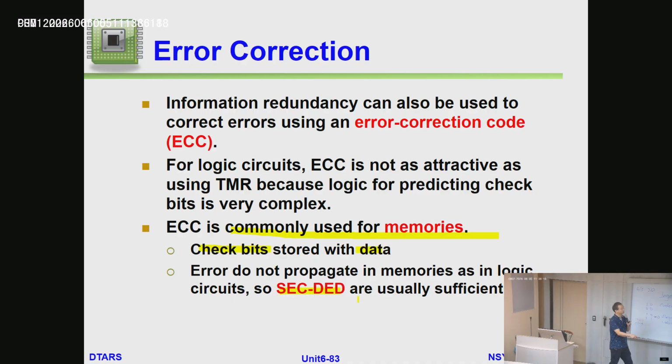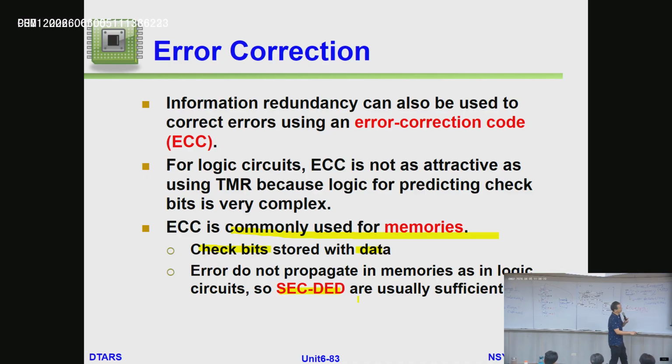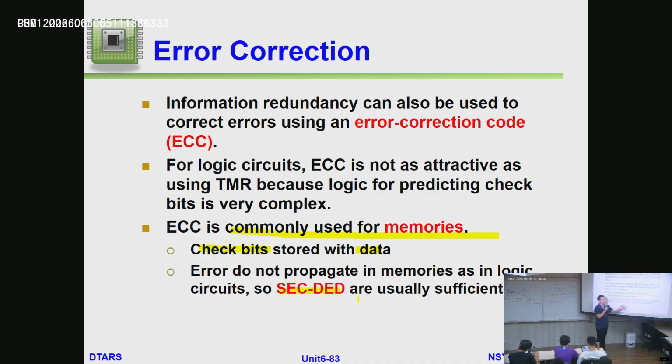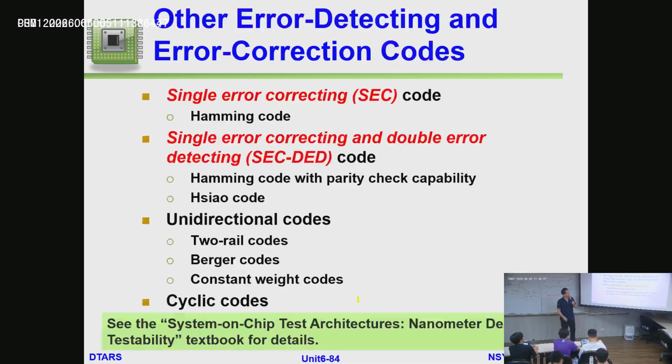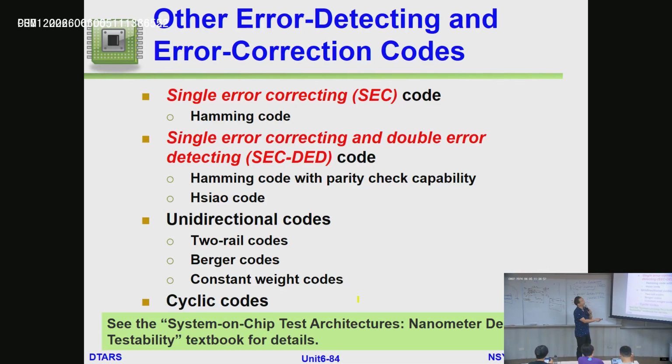So this is one keyword that you can keep in your mind. SEC means single error correction. DED means double error detection. Which means that for these ECC methods, we can detect at most 2 errors. And SEC means single error correcting, which means we can correct only 1 bit errors. Okay, so later you will see this one again. This one, single error correcting, double error detection.